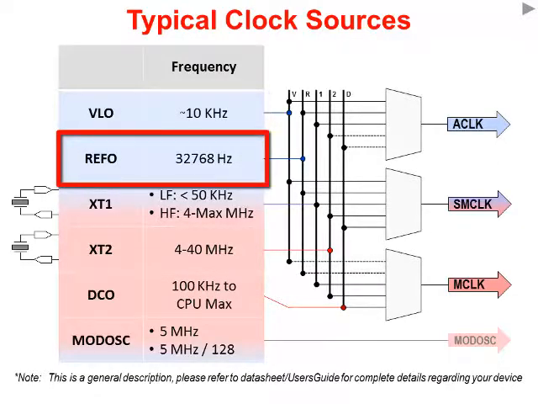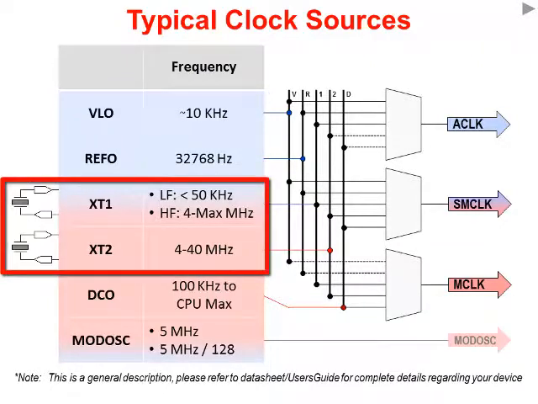The next option found on some of our devices is the reference oscillator, and this runs at a very standard 32 kilohertz rate. It's another example of an on-chip oscillator. The next 2 we show here, XT1 and XT2, represent the off-chip oscillators. Usually those are tied to crystals, but they could also be tied to an external clock oscillator that you might have on your board. Usually XT1 is used for either low frequency or high frequency, and XT2 is primarily used for high frequencies. Not all chips have both of them.